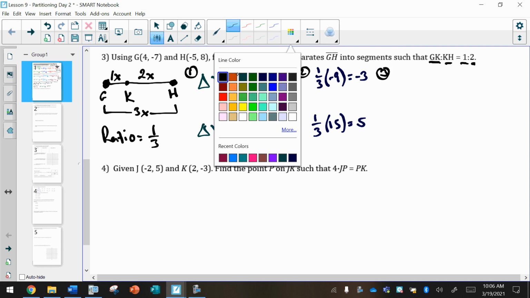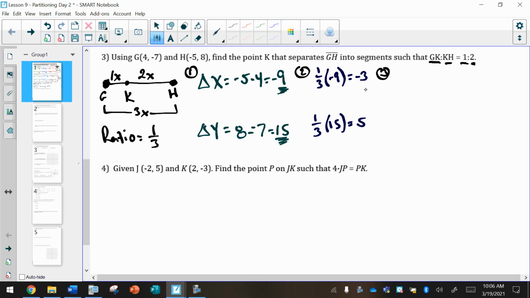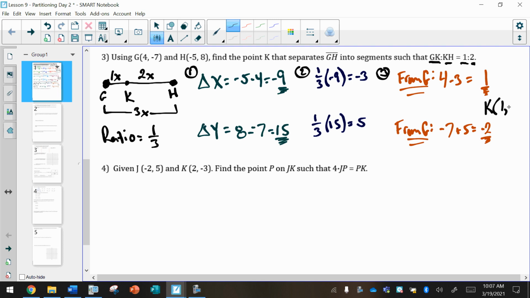And then the third step in this process is to apply those changes to our starting point. In this case, we are going from point G again. For both the X and the Y, we're going to go from G. For the X coordinate, obviously we use the X value, and for the Y coordinate, we're going to use the Y value. Those two results give us our answer. So our coordinate point for K is (1, -2).